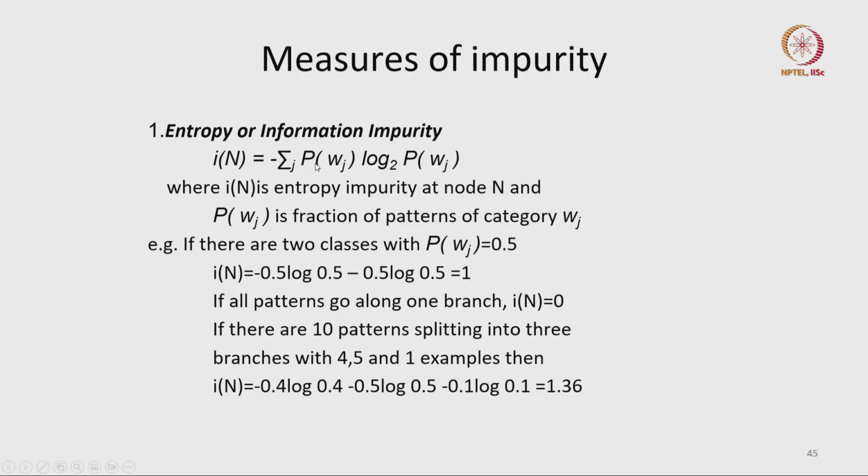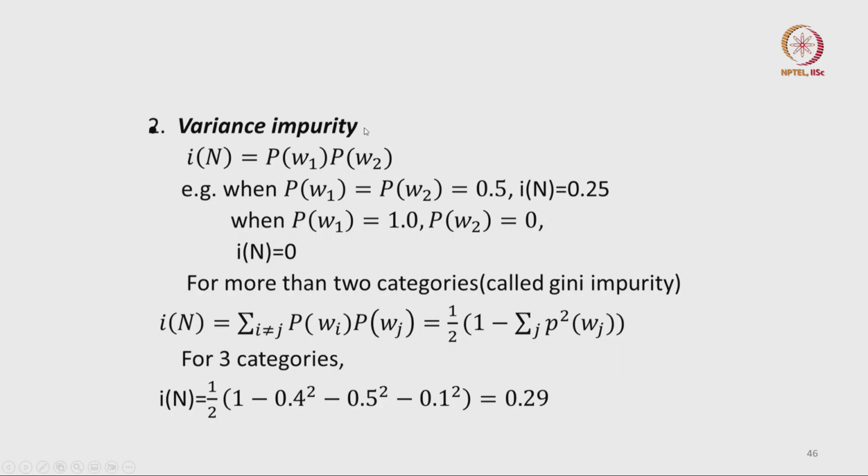Now, let us look at another such measure. It is called the variance impurity. Here you are taking the multiplication of p of omega 1 and p of omega 2. Suppose both of them are 0.5 like we saw in the previous case, your IN will be 0.25. If all the patterns go along one branch, you get IN equal to 0. Now, if you have more than 2 categories, you have to use this formula, which is called the Gini impurity. IN equals sigma p omega i p omega j, where i is not equal to j.